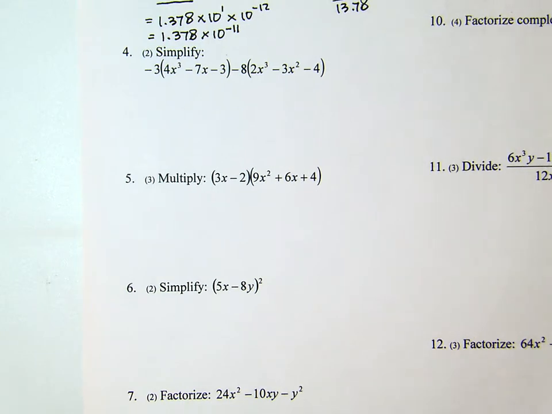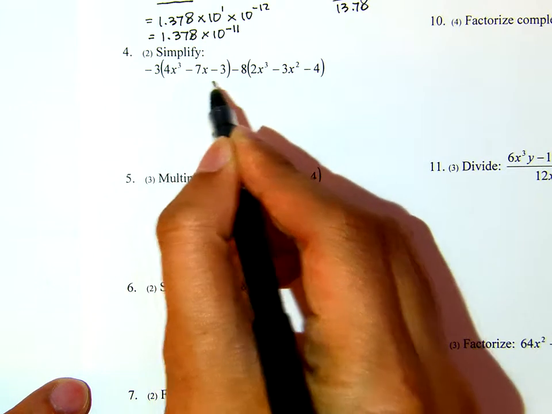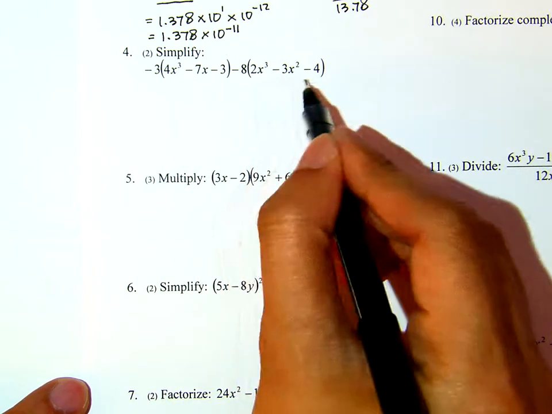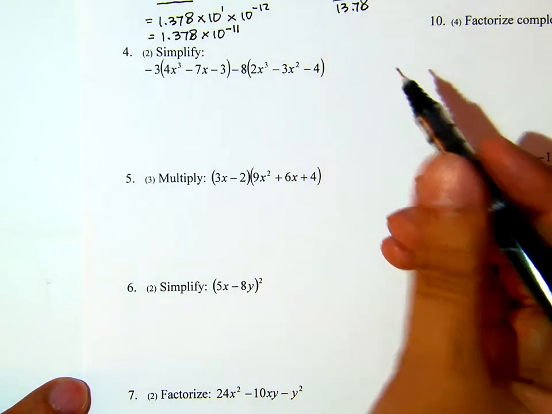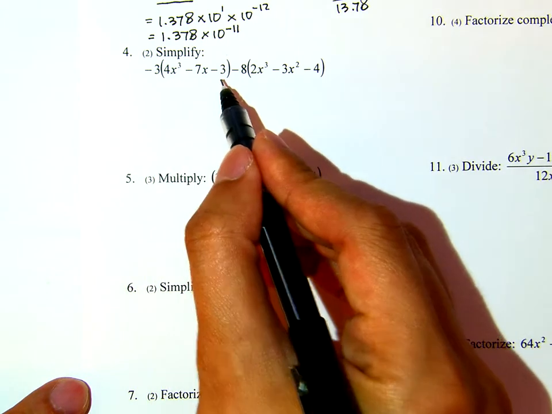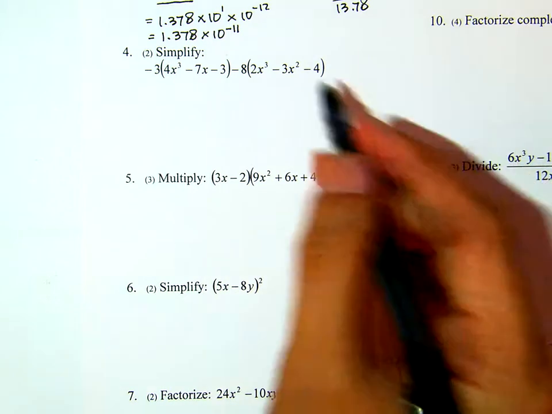Number 4, simplify. Notice in the following that in the grouping symbol here, nothing to combine, and the grouping symbol there, nothing to combine. So what we will do next is to distribute -3 into the first group and -8 into the second group. Let's do it.